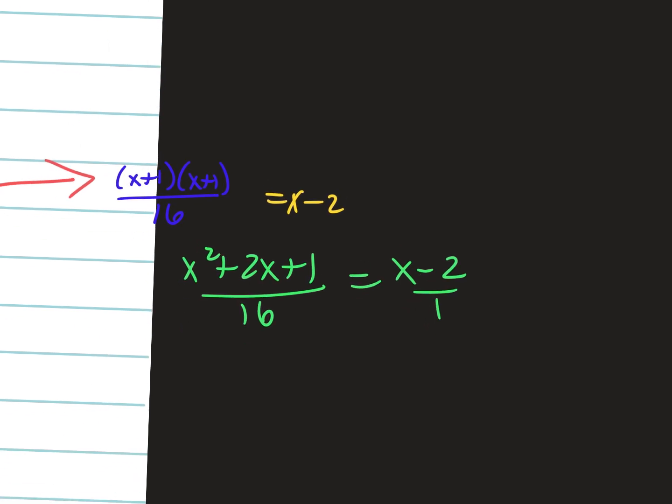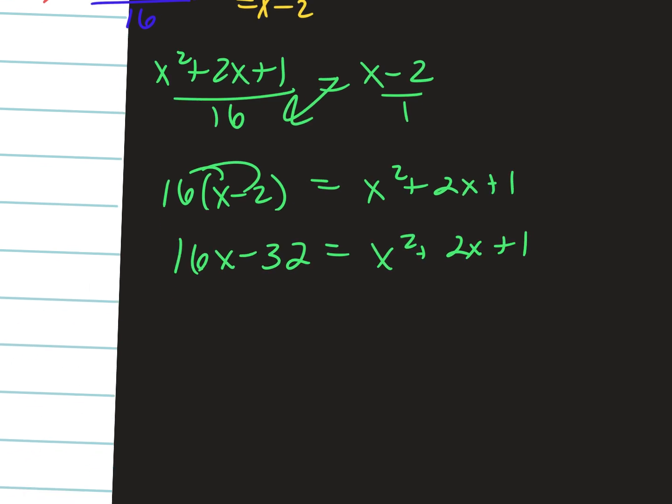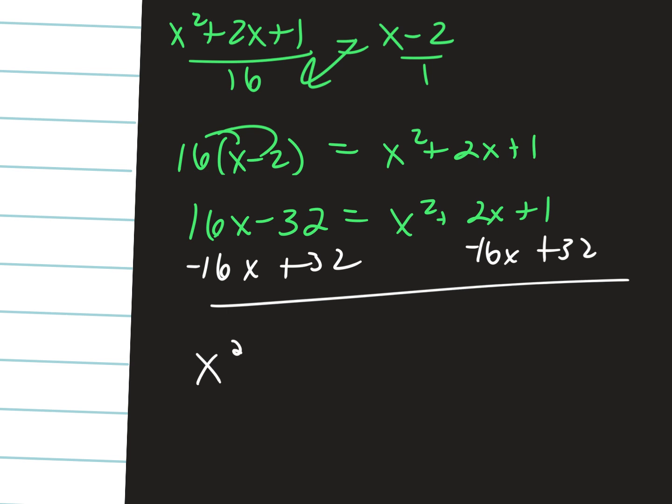At this point, I'd like to go ahead and cross multiply. So I'm going to say 16 times (x minus 2) equals x squared plus 2x plus 1. And then distribute. So 16x minus 32 equals x squared plus 2x plus 1. And since this is a quadratic, we're going to go ahead and move everything to one side and then see if we can factor it. So I'm going to subtract 16x, minus 16x, and I'm going to add 32, so plus 32. So that's going to leave me with x squared minus 14x plus 33 equals 0.